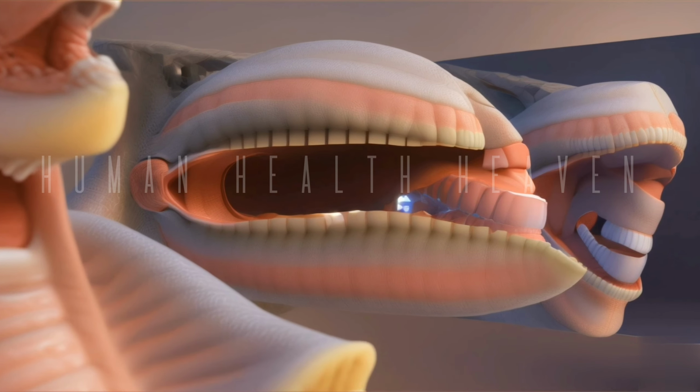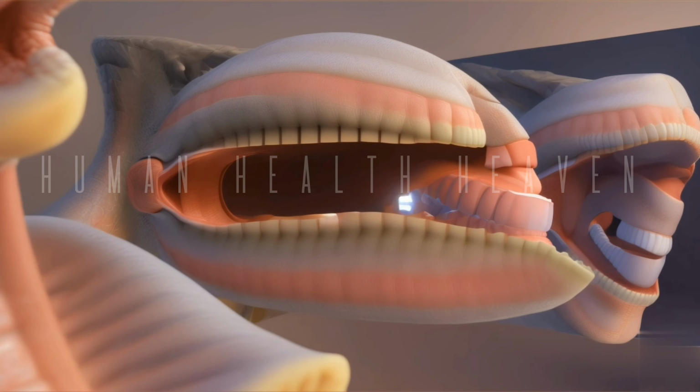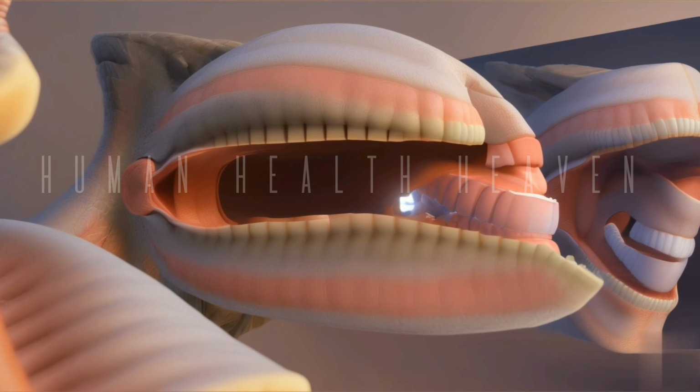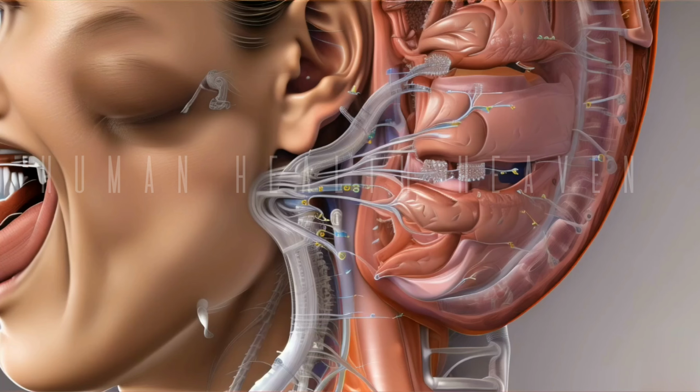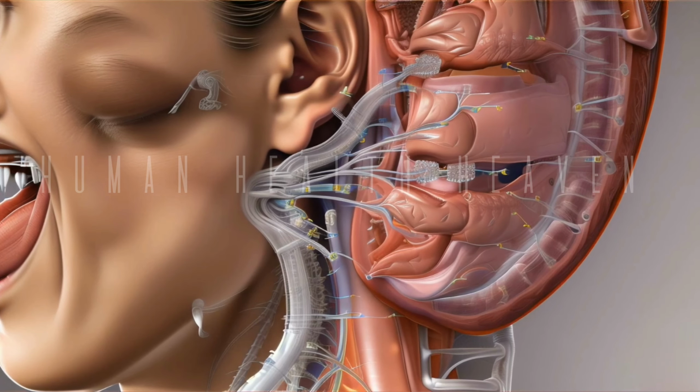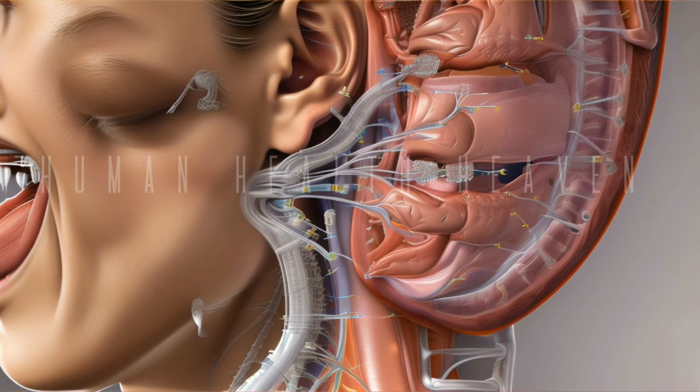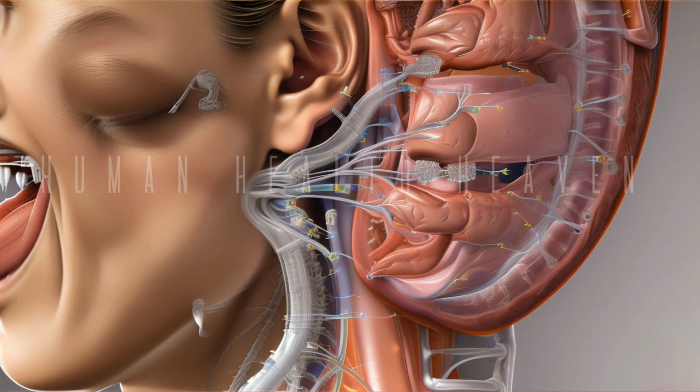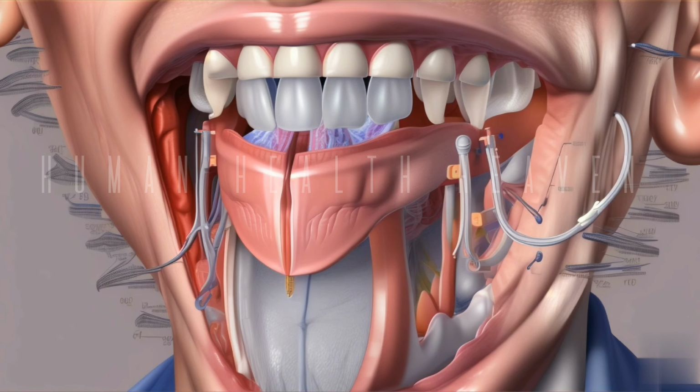It is a crucial part of both the respiratory and digestive systems, serving as a common pathway for air and food. The pharynx can be divided into three sections: the nasopharynx, connecting to the nasal cavity, oropharynx, connecting to the oral cavity, and laryngopharynx, connecting to the larynx.